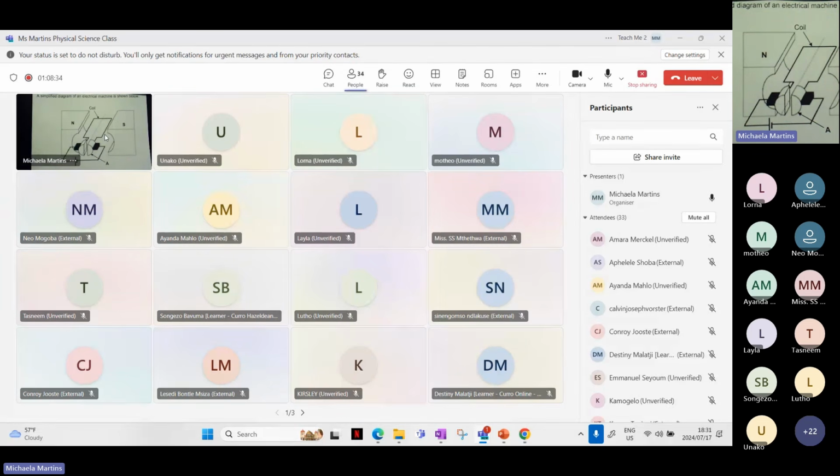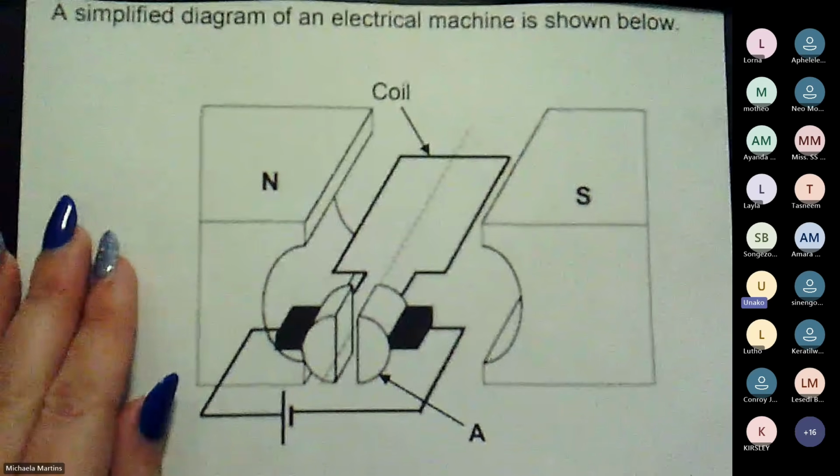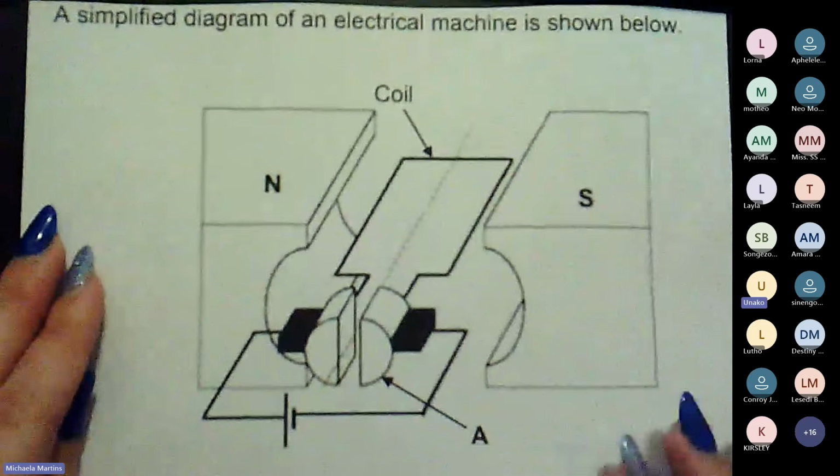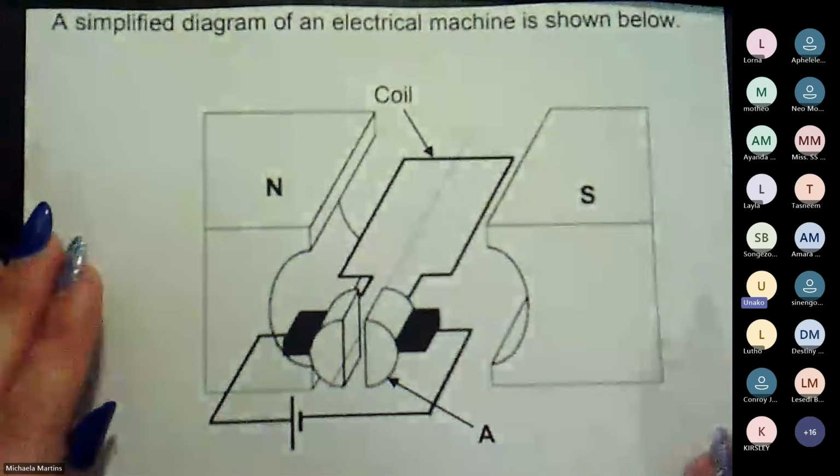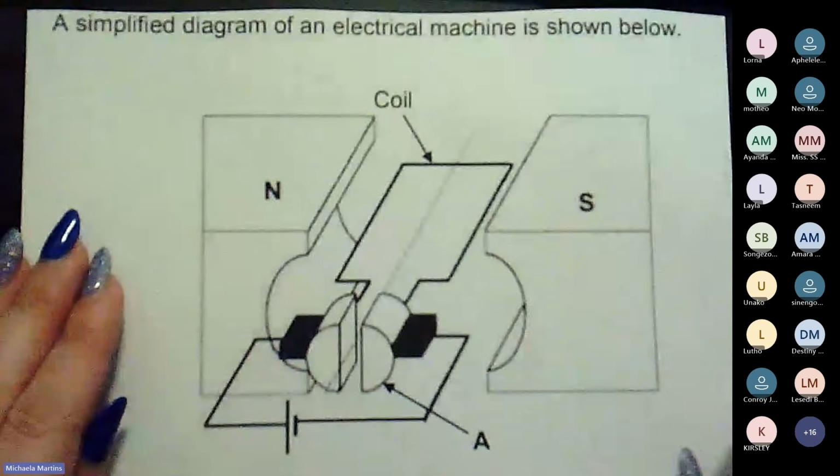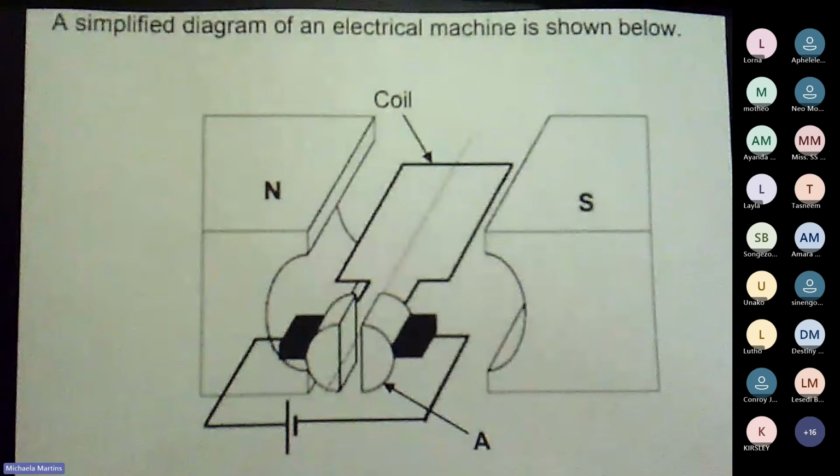But the first question would be, is it a generator or is it a motor? And how do we know? Yes, ma'am, it's me. Yes, tell me what you think. A motor, ma'am, because the battery. 100%. Beautiful. Okay, well done to everybody. I'm sure a lot of you were seeing that.